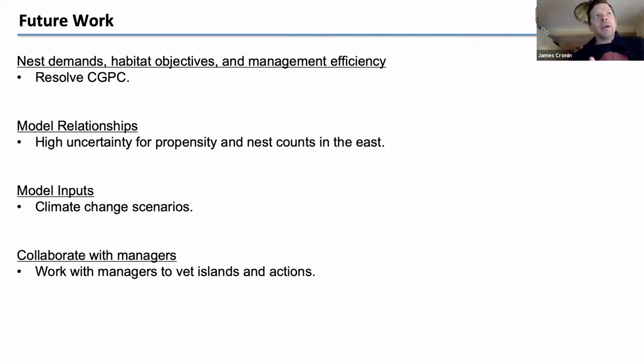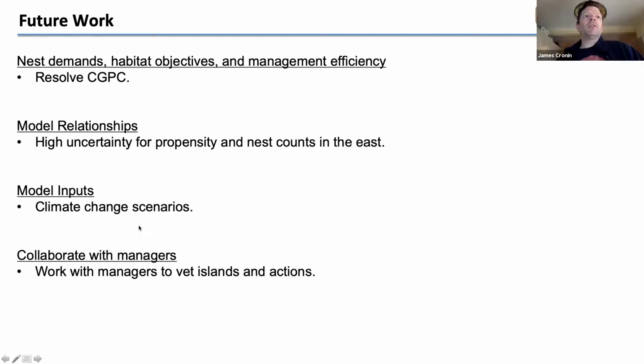For future work, in terms of the nest demands, habitat objectives, and management efficiencies, obviously we'd like to resolve it for the Central Gulf and Florida Panhandle coast. For the model relationships, there's a lot of uncertainty in the conditional probability tables for propensity and nest counts. Some of that is fueled by the fact that in the east, sometimes the pelicans hop around from island to island, and that increases the uncertainty in the CPTs. There's also some potential that we might be missing a habitat characteristic that's important on the islands in the eastern region.